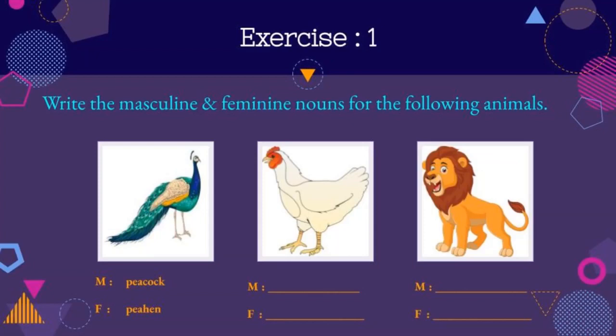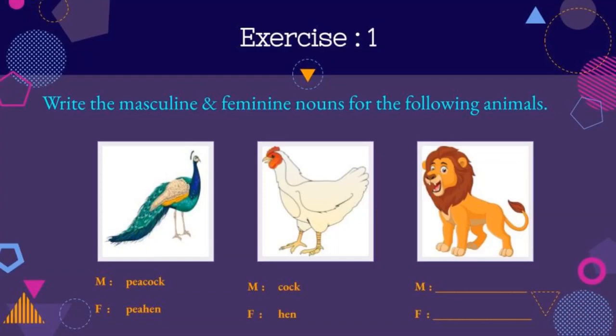Okay, next move to the second one. What is it? It's a hen picture. It's a hen image. Okay, then what is the masculine noun of hen? It's cock, C-O-C-K, cock. Cock is a male hen. Then what about feminine? Yes, feminine is hen only, H-E-N. So the first answer is cock, C-O-C-K. And the feminine noun is hen, H-E-N, hen. Then move to the third picture.